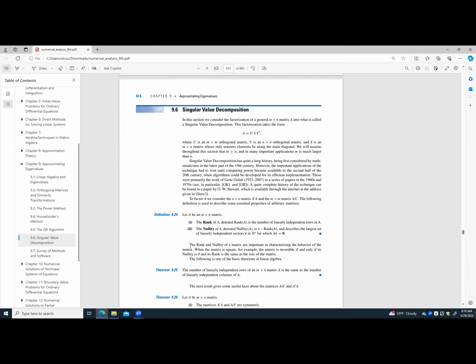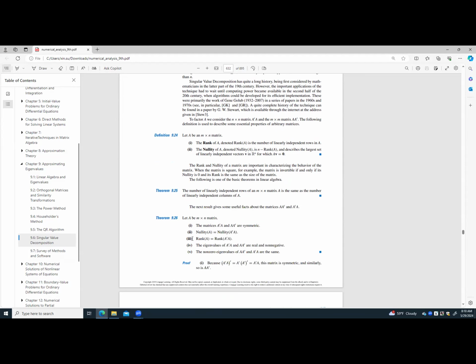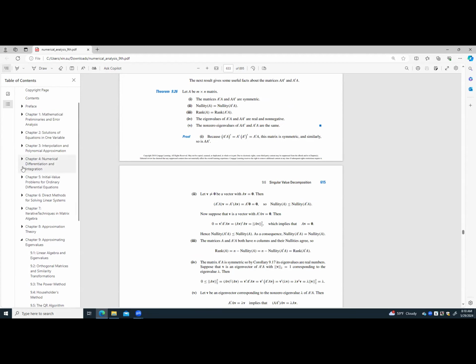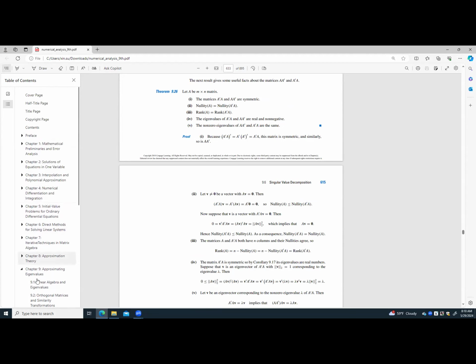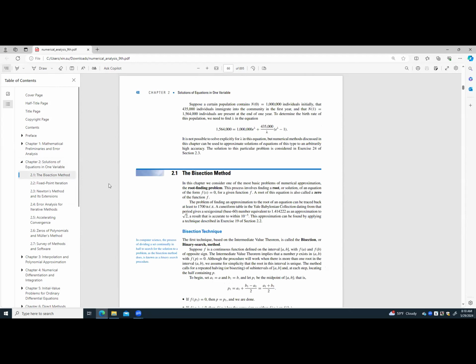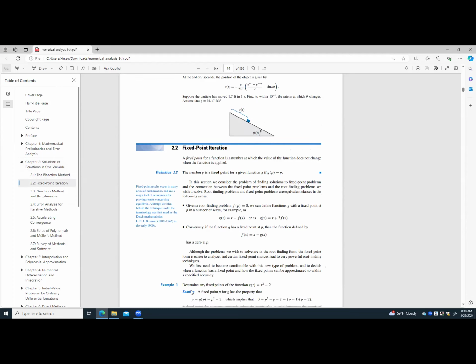And so let's see, this is the singular value decomposition, and this is also something you need to read. We also talk about how to solve the root problem, finding a root, and the bisection method is covered, and then we are not going to read more about it.